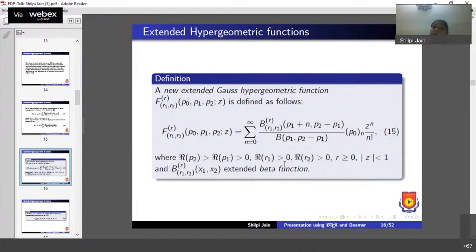This is the definition of the new extended Gauss hypergeometric function, which is defined by the summation of n equal to 0 to infinity, beta of r1, r2, r, p1 plus n, p2 minus p1, divided by beta of p1, p2 minus p1, times p naught n, z raised to power n by n factorial, where real of p2, real of p1 greater than 0, real of r2 greater than 0, real of r greater than or equal to 0, mod of z less than 1, and beta of r1, r2, x1, x2 is the extended beta function.